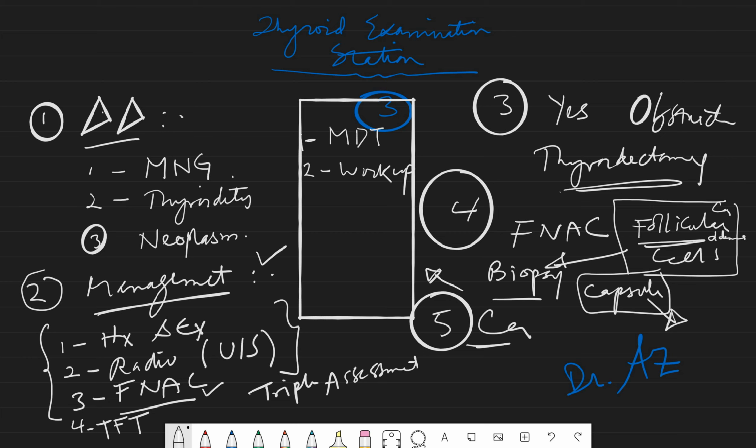Fine. And they may ask you what is the survival rate of follicular carcinoma. This is the sixth question, and the survival rate for follicular carcinoma is more than 90%.